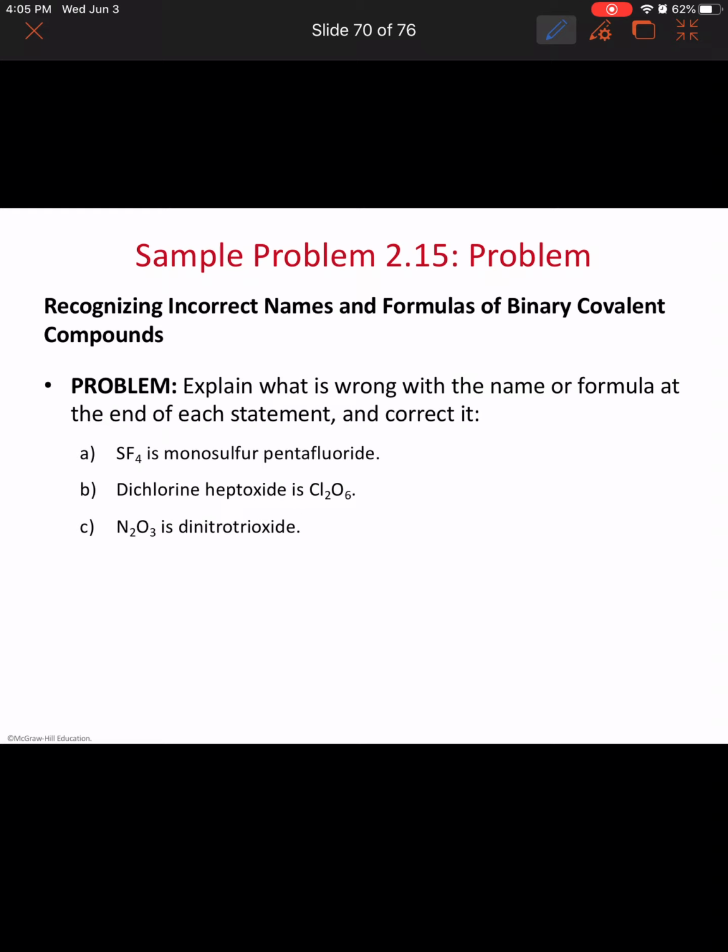Do we call it monosulfur? No, if the first element is singular, we don't use mono. So that would be sulfur. Is it penta? Penta means 5. So this has to be sulfur tetrafluoride instead of pentafluoride.